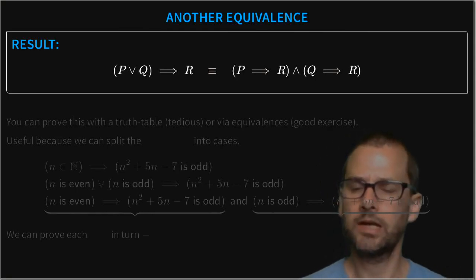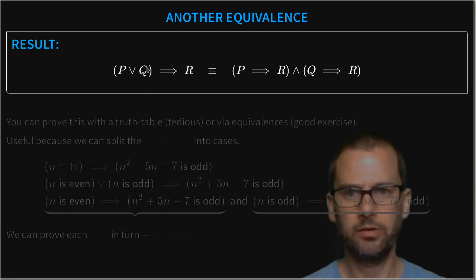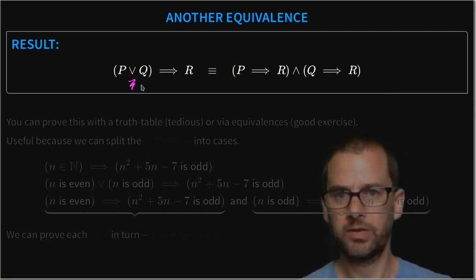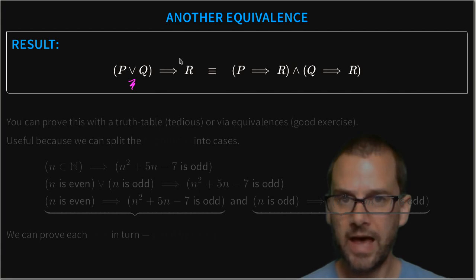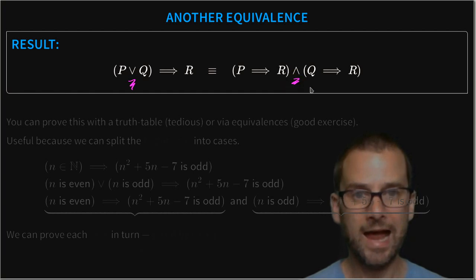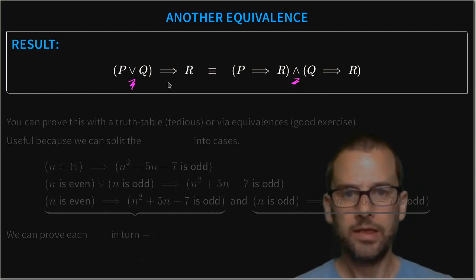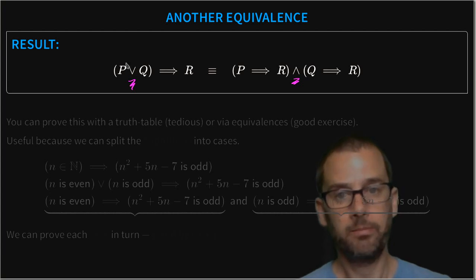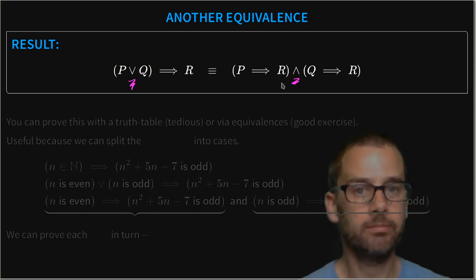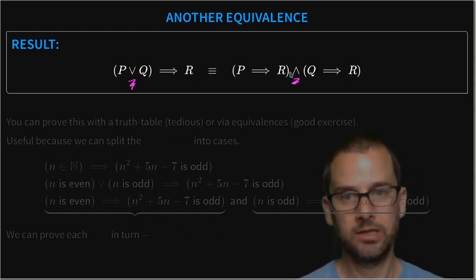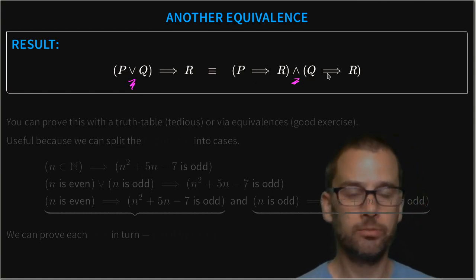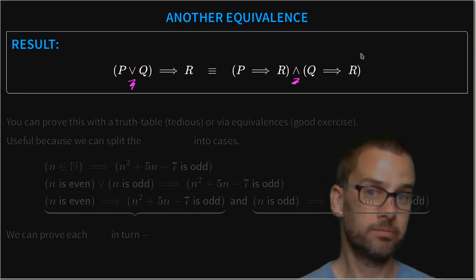Proof by cases relies on this very important equivalence, which tells you that if P or Q implies R, then that implication is equivalent to the following pair of implications: P implies R and Q implies R. This means that if we have an implication where the hypothesis is a disjunction, an or of two statements, then we can prove this statement by proving these two statements. Instead of proving something which might be difficult together as one blob, we can prove these two smaller pieces independently. And that gives us a proof of the whole thing.